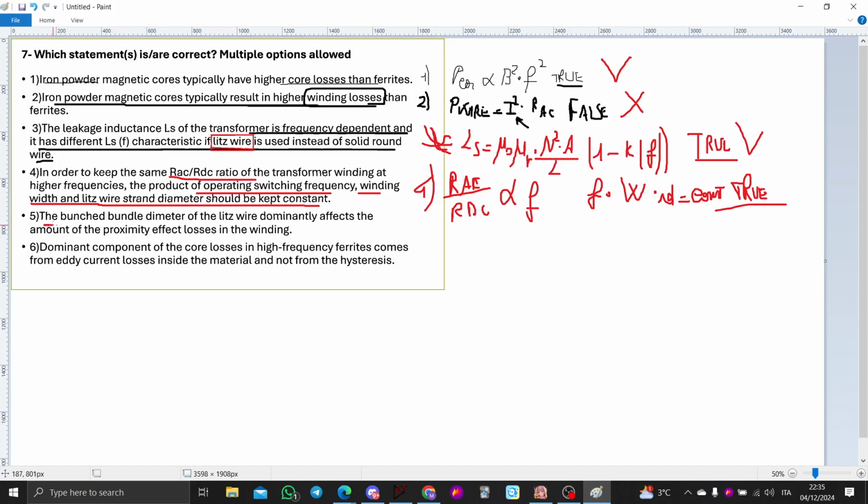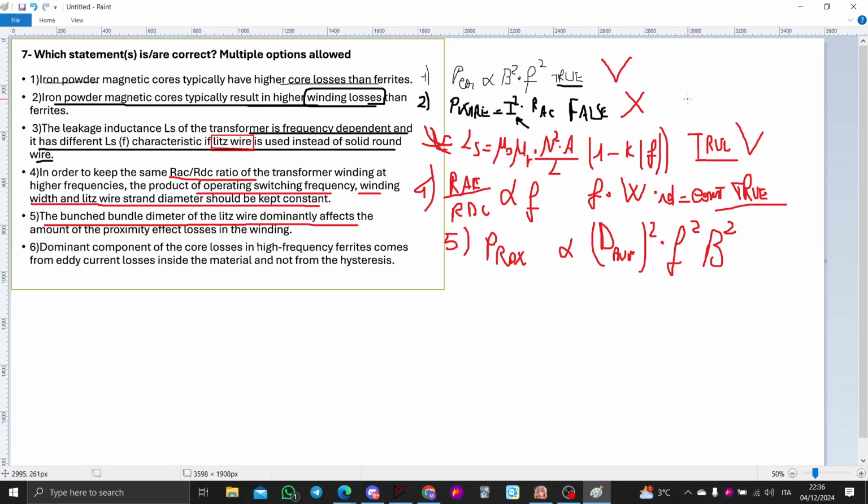Five. The bunched bundle diameter of the Litz wire dominantly affects the amount of proximity effect losses in the winding. As I said before, the Litz wire is designed to reduce as many losses as possible. So let me write it down here. The proximity losses, let's call it P prox, are proportional to the diameter of the bundle squared times the frequency of the system squared times the magnetic field B squared.